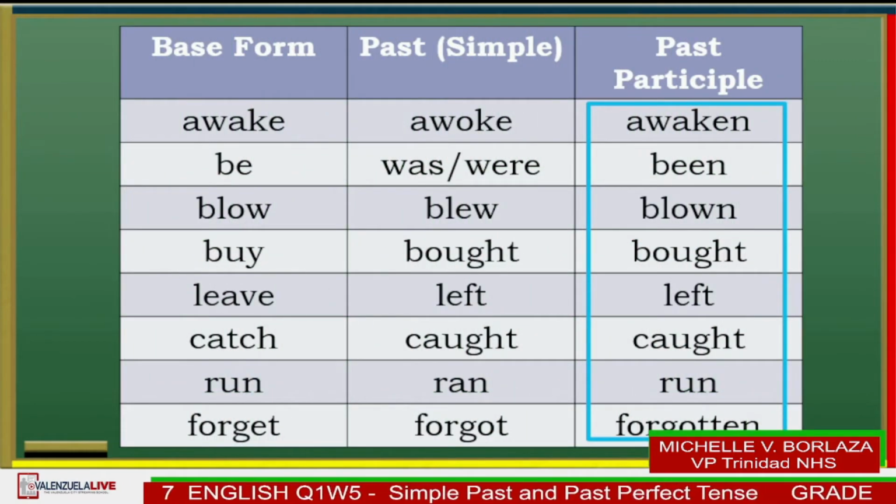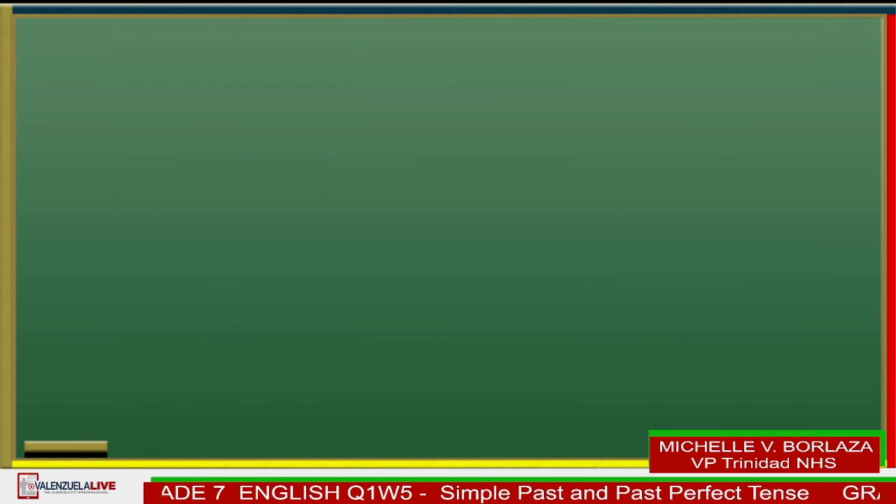These are examples of verbs with their past participle. We have the words awake, be, blow, buy, leave, catch, run, and forget. Their past participles are awaken, been, blown, bought, left, caught, run, and forgotten. Again, those are irregular verbs.